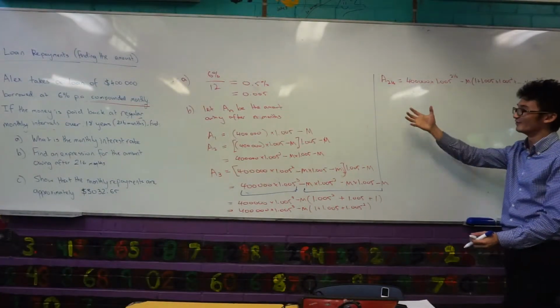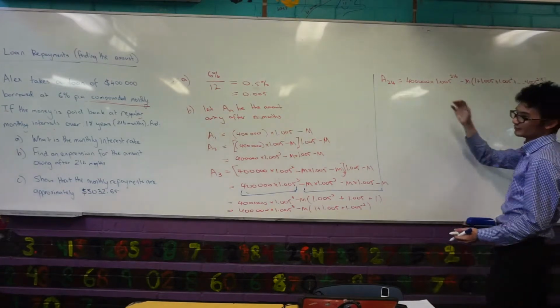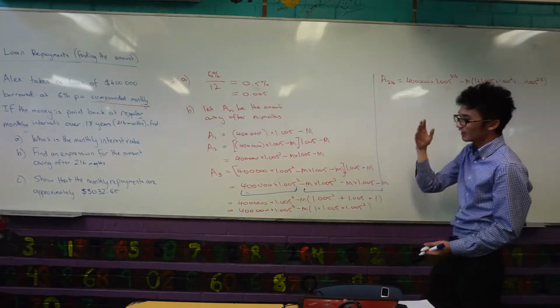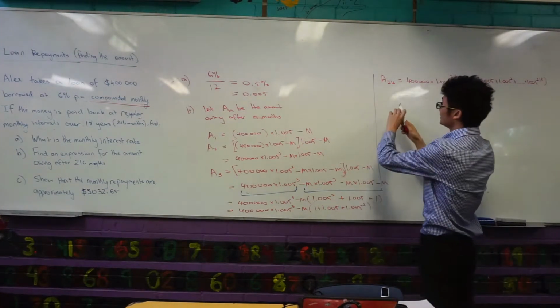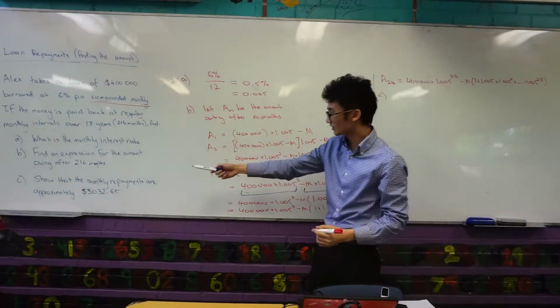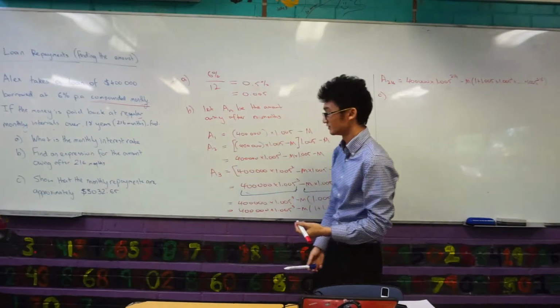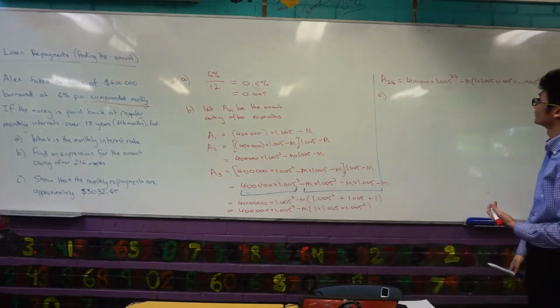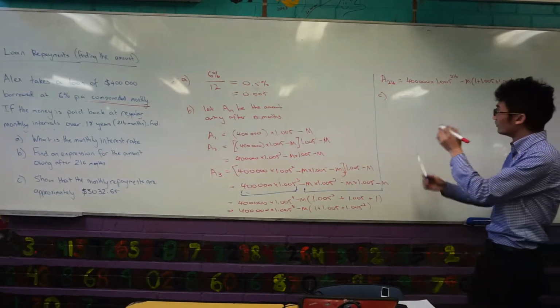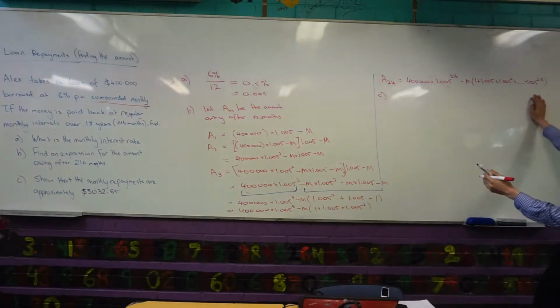Alright, now that I've done the hard work and written out that expression for the amount owing after 216 months, I want to answer part C now. And part C is asking me to show that the monthly repayment amount is approximately $3,032.65. How am I going to go about that? Well, I really want to use this expression that I've created here.